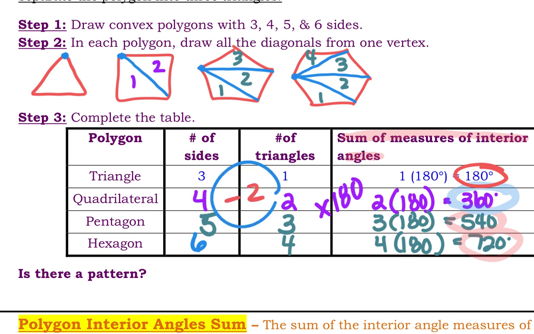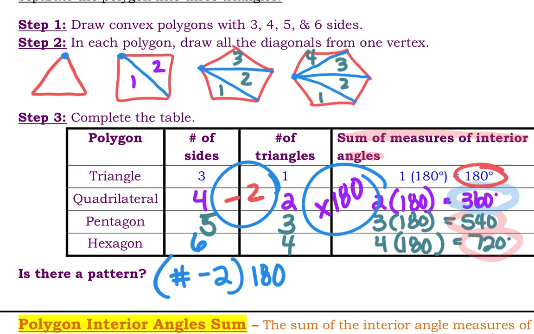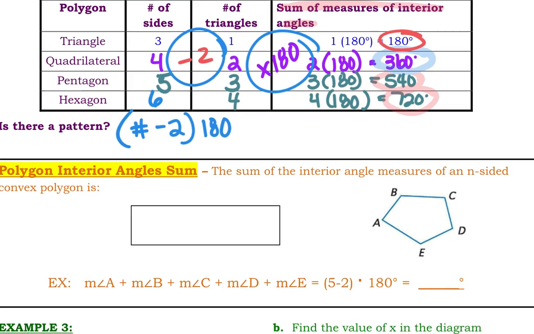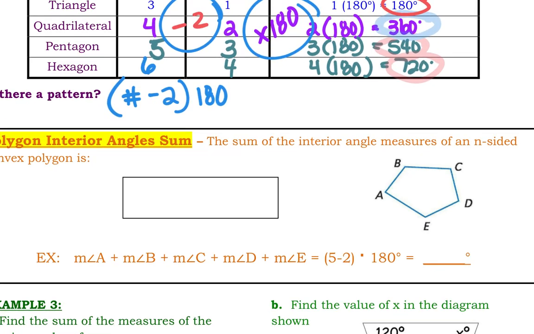This right here is your formula. That's what we're going to notice. So our formula is going to be the number of sides, so whatever number we had, minus 2, and whatever that outcome was, we multiplied it by 180. That is the sum of interior angles formula. So that's what we're going to write right here in that box. So in that box, we're going to write n minus 2, that's the formula, times 180.